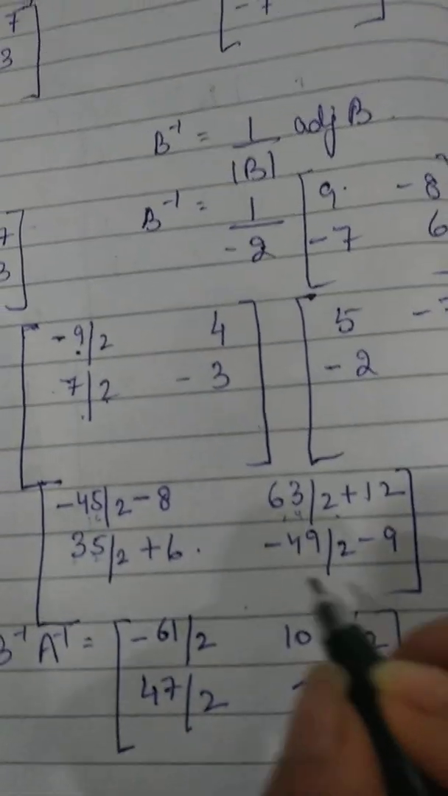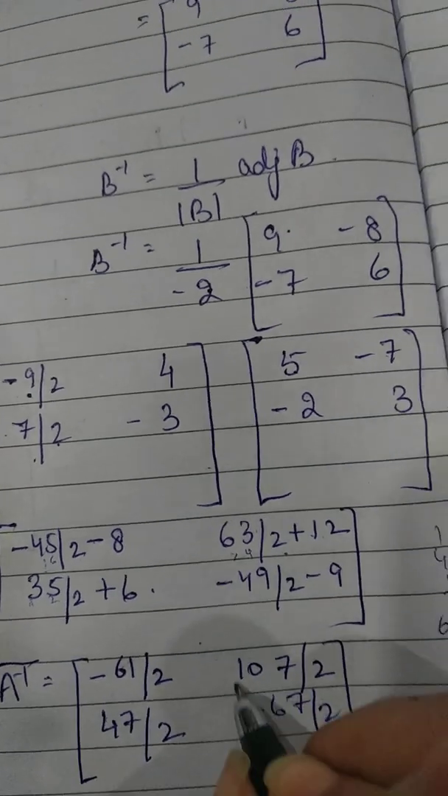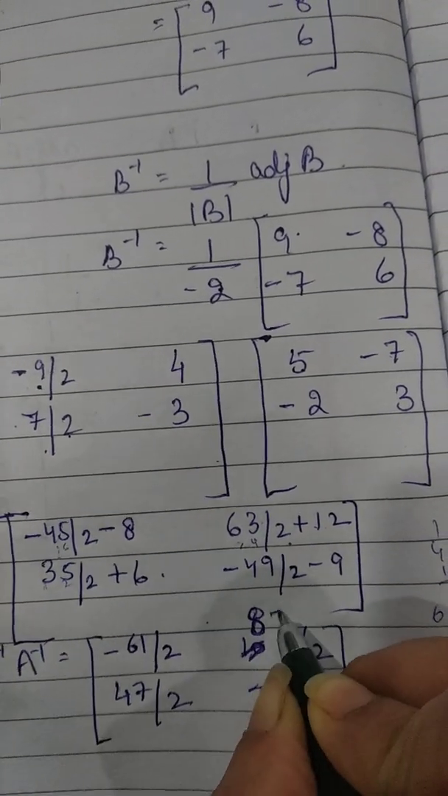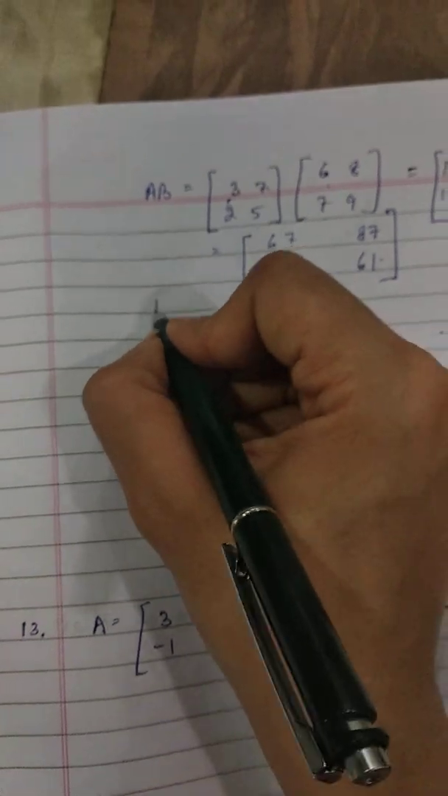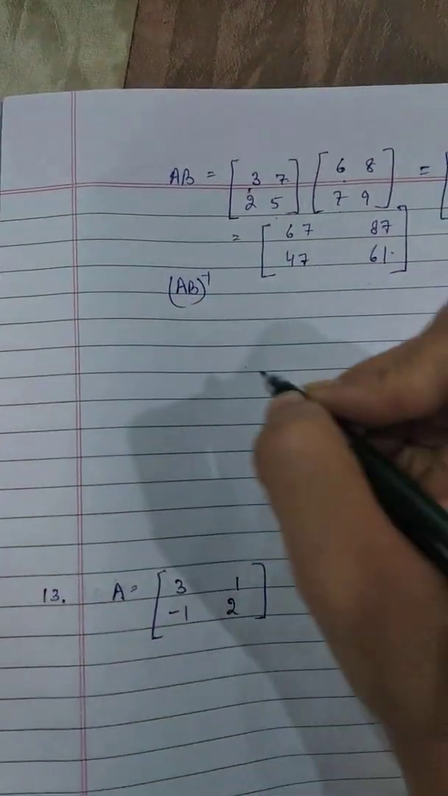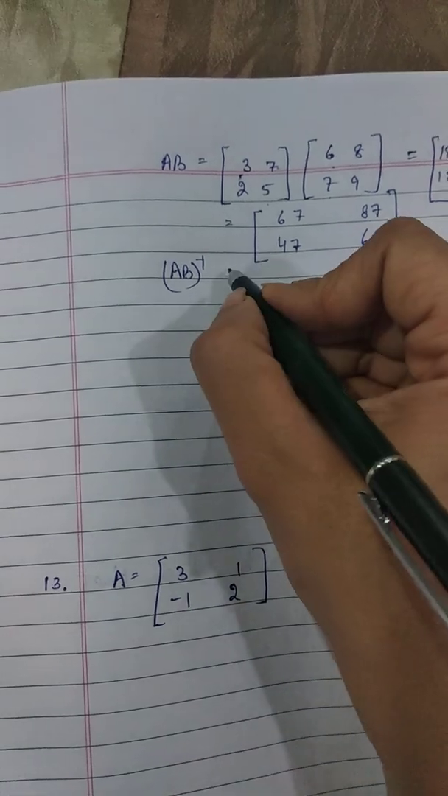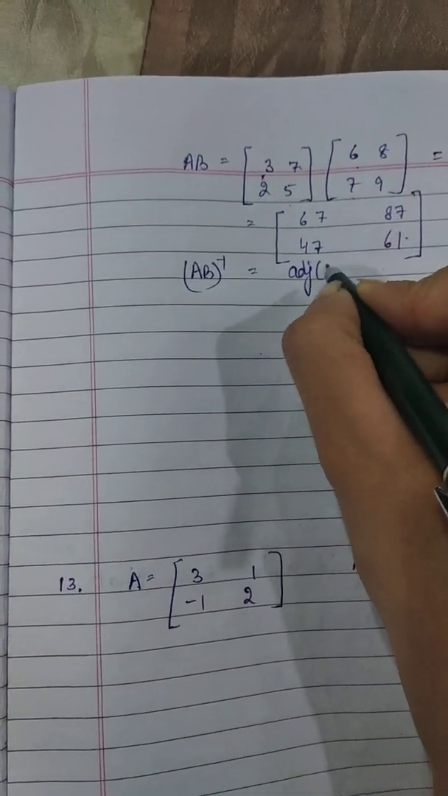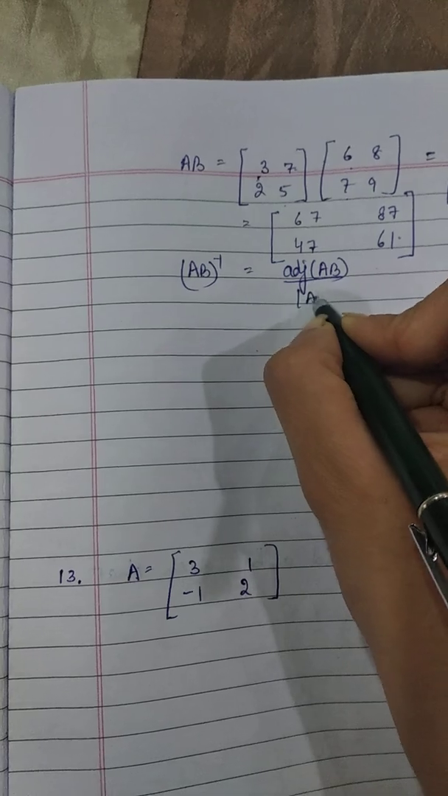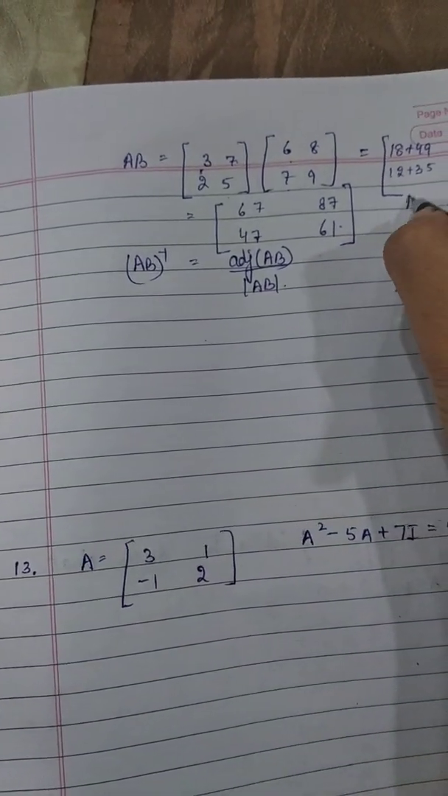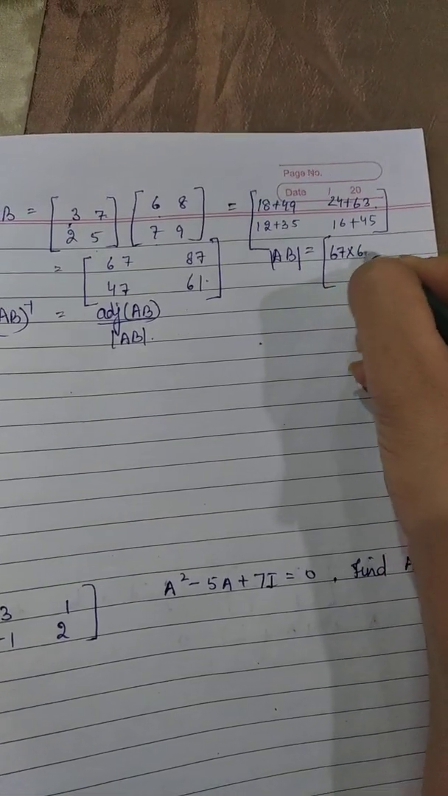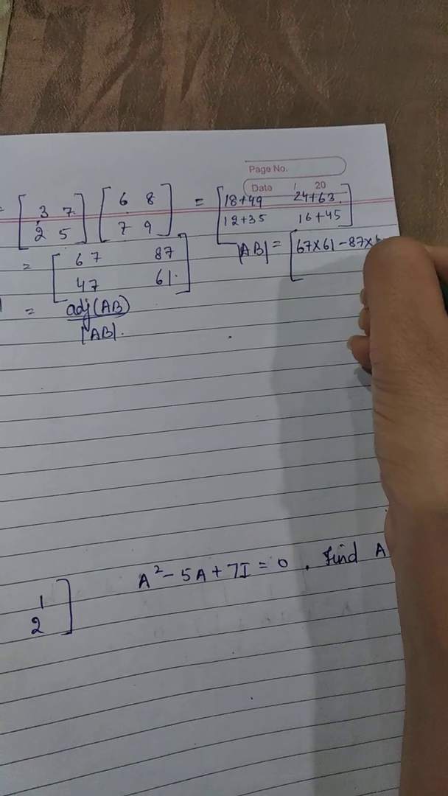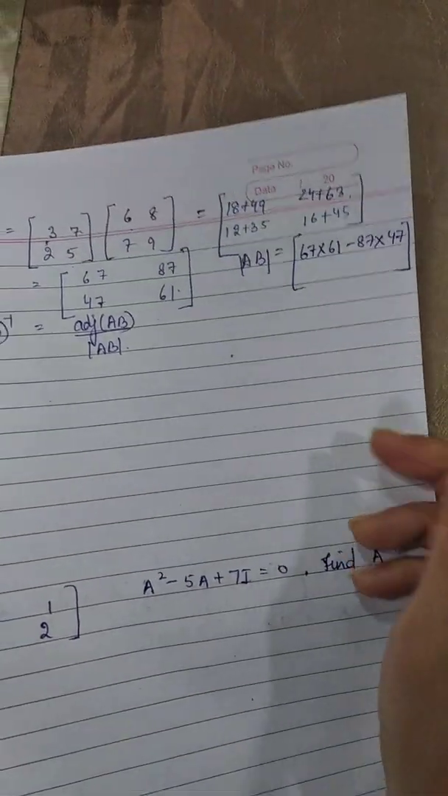Coming back here, this is not 80s, this is going to be 87, not 107. This is 87 by 2. Now we need to find out AB inverse. So AB inverse would be adjoint of AB upon determinant of AB. So let's find out determinant of AB. Determinant of AB would be 67 into 61 minus 87 into 47.